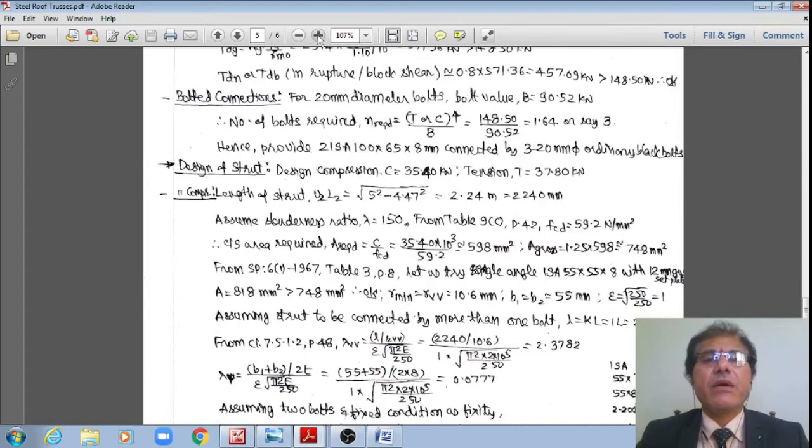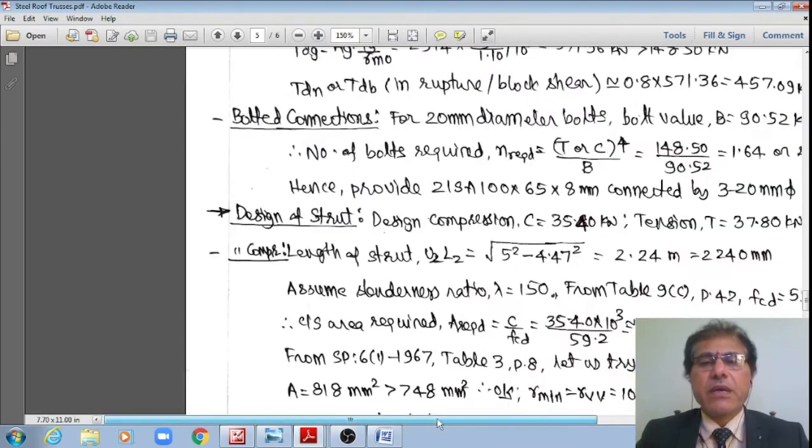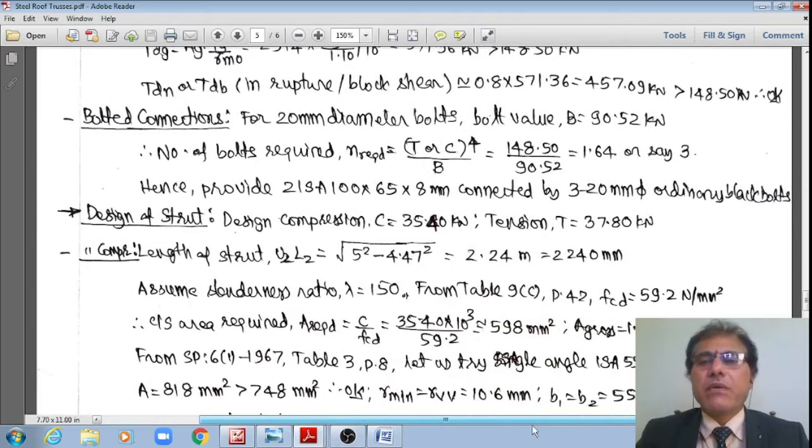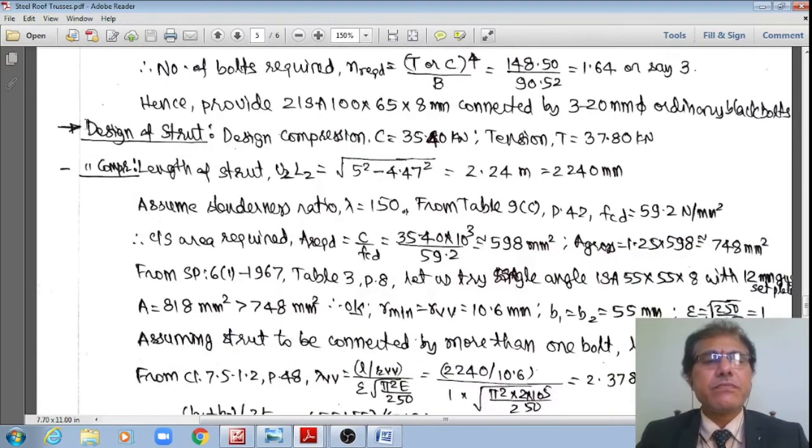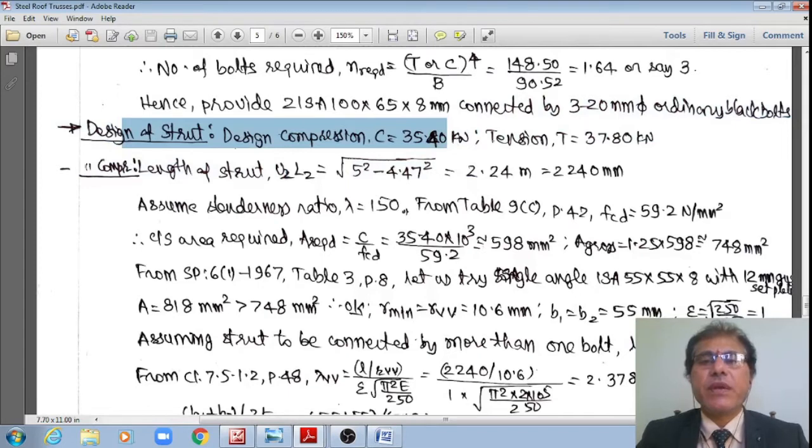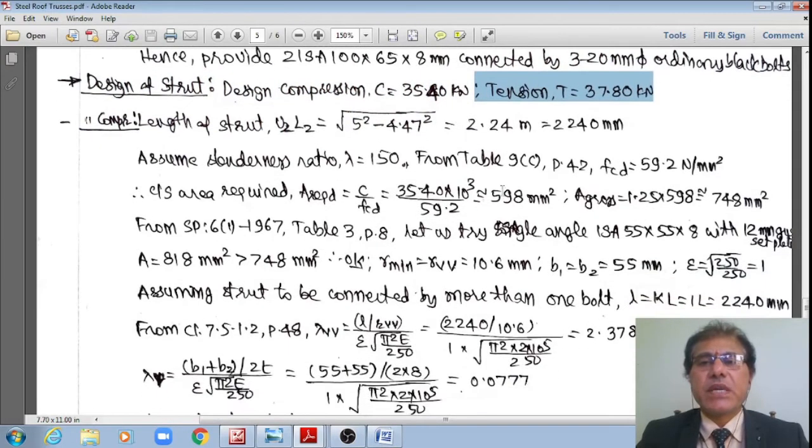Right now, let me start the design, students. We are there in the design of the strut, wherein just now I am initiating this design, wherein we have seen that the design compression force is 35.4 kilonewton as well as the design tension force is 37.8 kilonewton.